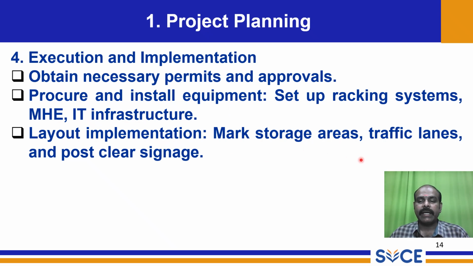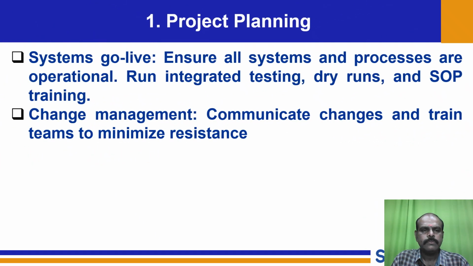Finally, marking is very essential. Traffic lanes and posts, and the important signs you wanted to go ahead with, can be made. Next, systems go live, that is, you start to work. Ensure all the systems and processes are operational. Run integrated testing one by one, not all at the same time, on a trial basis. Go with dry runs. Dry runs means where the actual product will not be there. We will be doing everything as the real activity, but with dummy products, not the original products. Then we'll define the SOP, standard operating procedure, and an exhaustive training will be given for all of it.